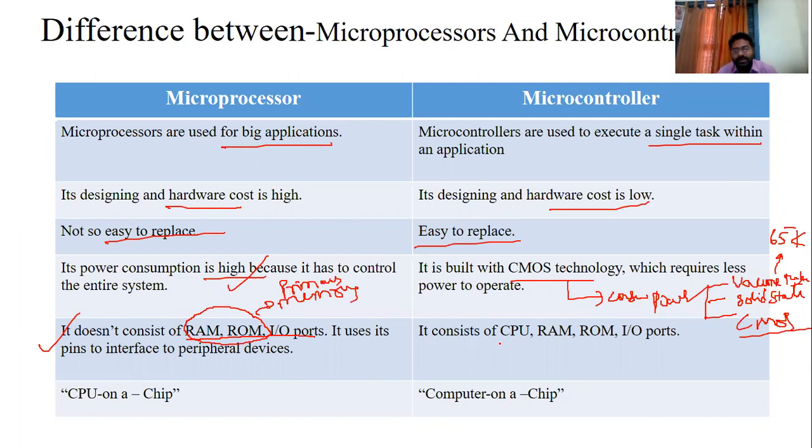So a microcontroller consists of a CPU, RAM, ROM, and I/O ports in the same IC. That's why a microcontroller is a computer on a chip. But a microprocessor doesn't have input output ports, or RAM and ROM, in the same chip. It only has the CPU. That's why we call it a CPU on a chip.